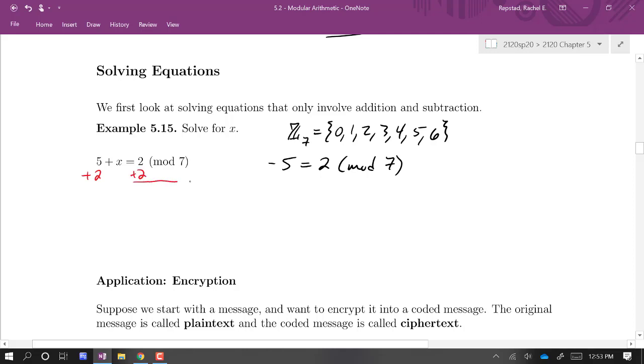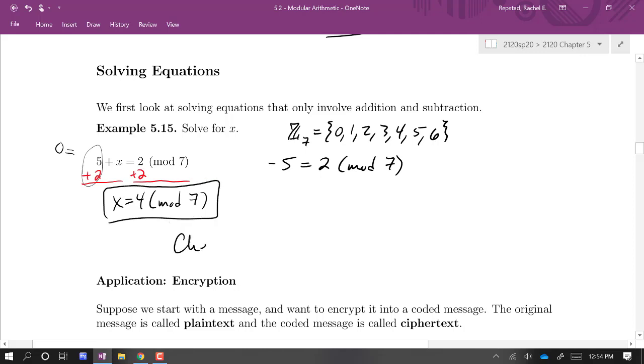It's convenient to add 2 because it will automatically land me a number on the right side that's between 0 and 7. And 5 plus 2, that's equal to 0 mod 7. So we just get x is equal to 4 mod 7. And you can always check, just like other equations. 5 plus 4 is equal to 9, and 9 is 2 more than a multiple of 7, so this is 2 mod 7, and that checks out.